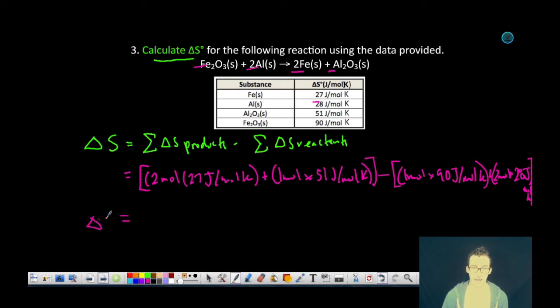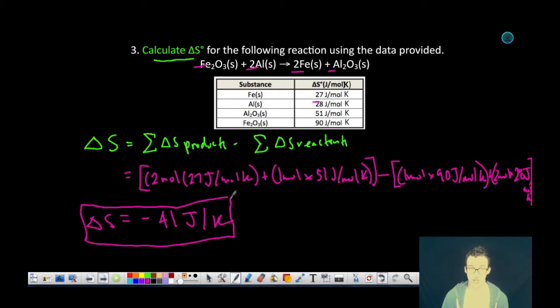You should get an entropy change for this reaction of negative 41 joules per Kelvin. And again, as you think about whether this answer makes sense, it does. We shouldn't anticipate a huge change in entropy because we've got solid state, solid state, solid state, solid state, and the number of moles stays the same on each side. So that makes sense in terms of the overall entropy change for this reaction.